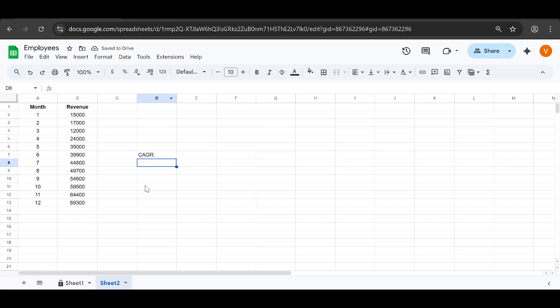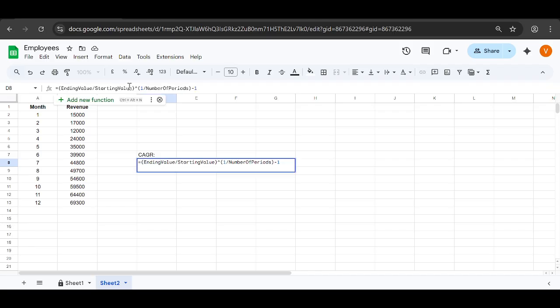First, enter your starting value in one cell and your ending value in another. For example, you might put the starting value in A1 and the ending value in B1. Next, decide how many periods you're measuring between those two values and type that number into a third cell. For instance, if you're measuring 5 years of growth, enter 5 in C1. If you're working with months, the number of months goes there instead. The key is that this number represents the count of full periods between the start and the end.